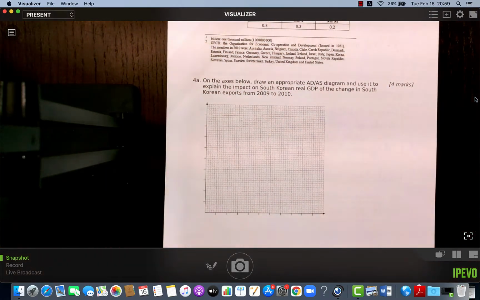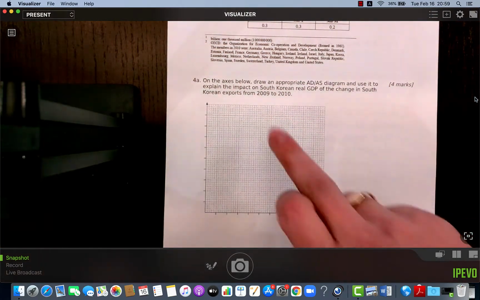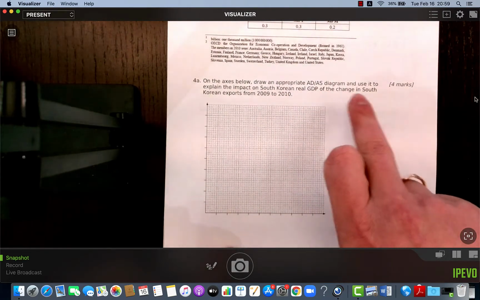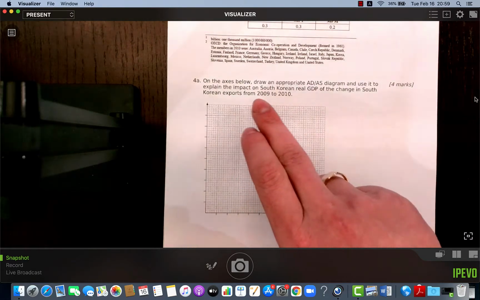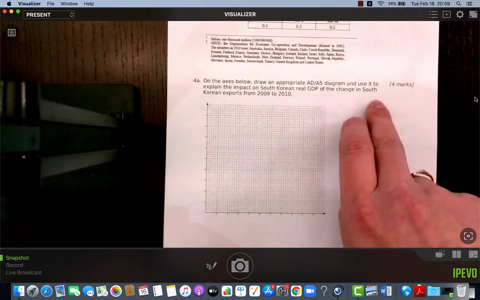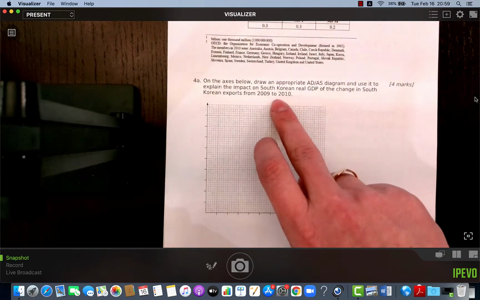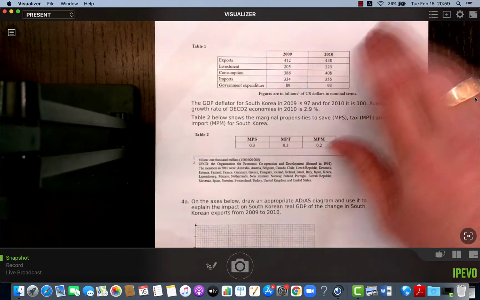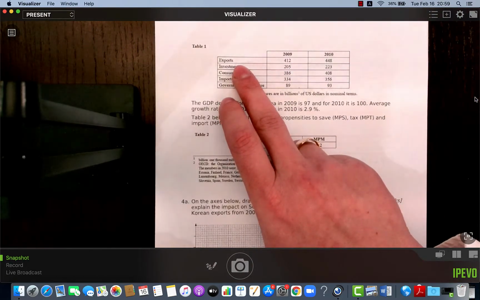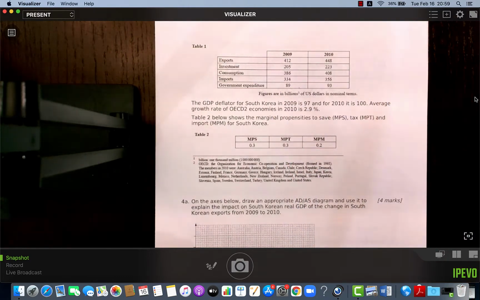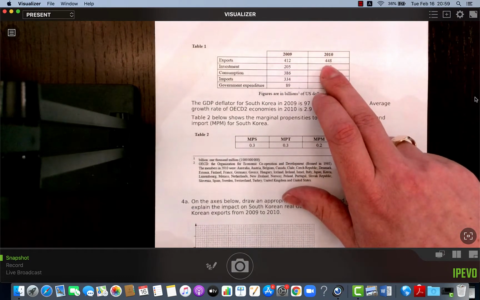Okay, so on the axis below, draw an appropriate aggregate demand, aggregate supply diagram and use it to explain the impact on South Korean real GDP of the change in South Korean exports from 2009 to 2010. Well, if we come back up to here, this is the South Korean exports, right? In 2009, they sold 412 billion US dollars, and then in 2010 they sold 448 billion.